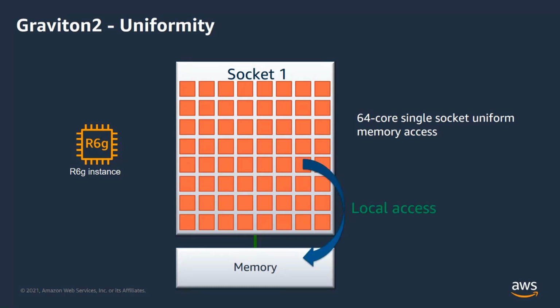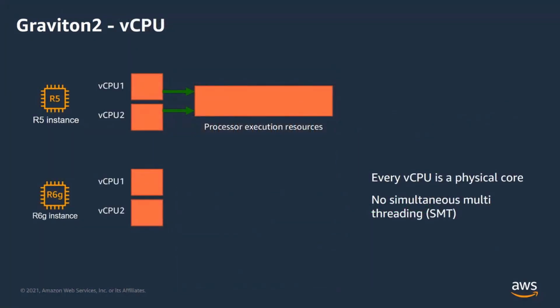So you won't see this change as you go from an 8XL to a 16XL. You're going to see very linear performance characteristics. The other major difference is that on an R5, when you have two vCPUs, one of them is going to be an SMT or hyper-threaded CPU.